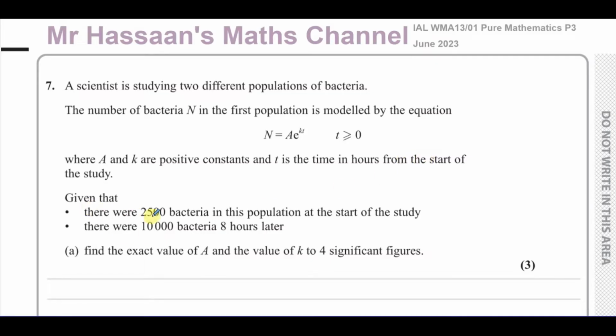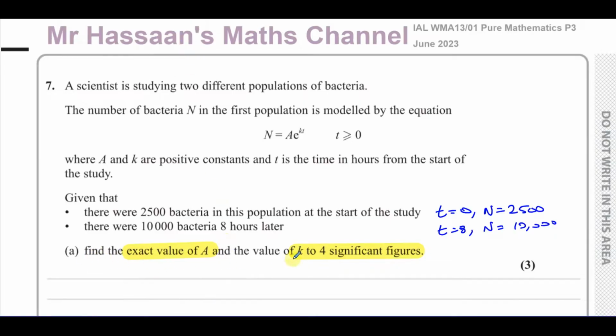So given that there were 2,500 bacteria in this population at the start of the study, so if t is the time from the start of the study, that means at the start of the study, t is going to be equal to 0, and the number of bacteria n is going to be 2,500. And there were 10,000 bacteria 8 hours later. That means when t equals 8, the number of bacteria was 10,000. Okay, that's what we can deduce from this information. Find the exact value of a, and the value of k to four significant figures. All right, so we have to keep those things in mind.